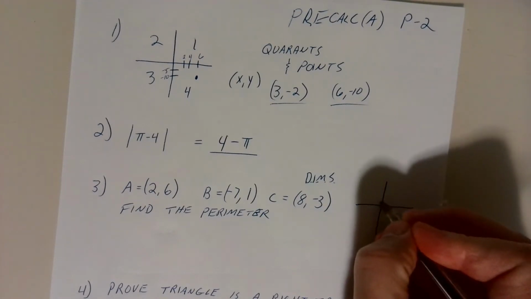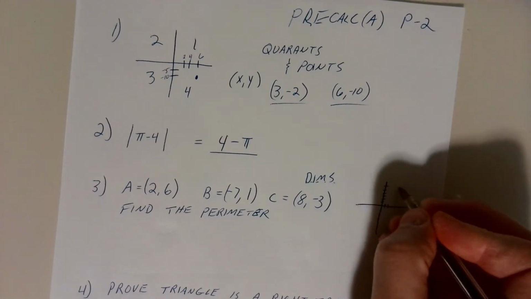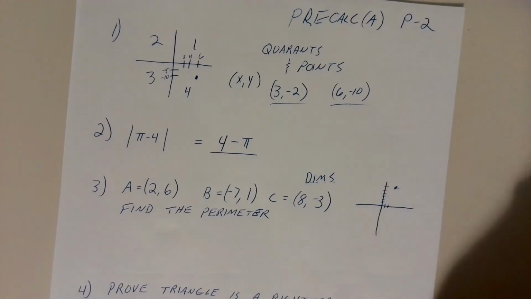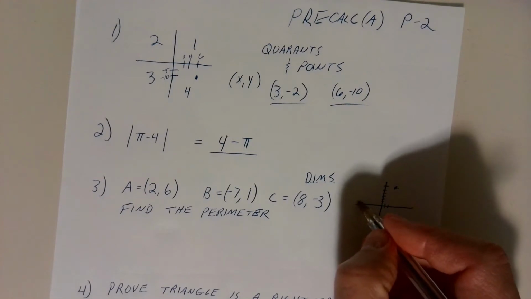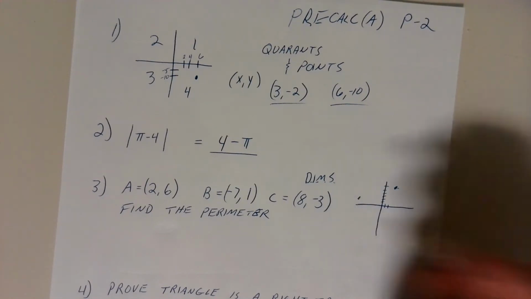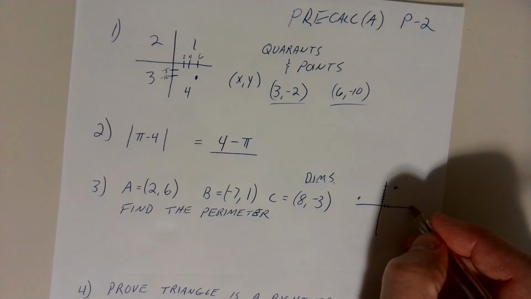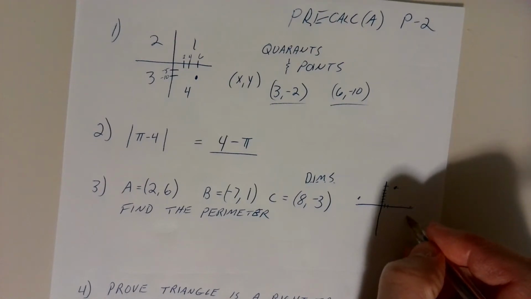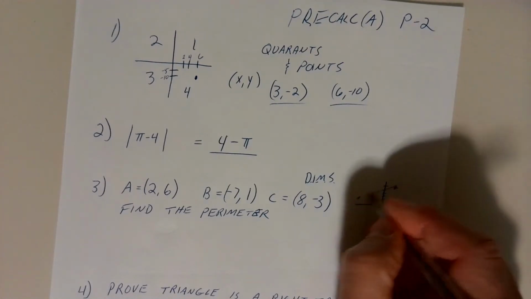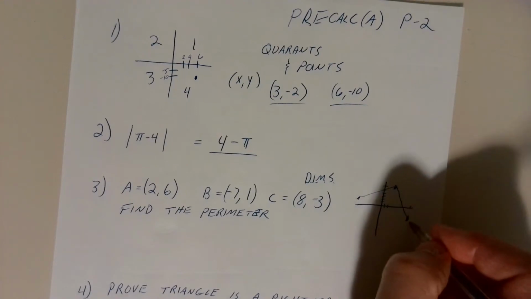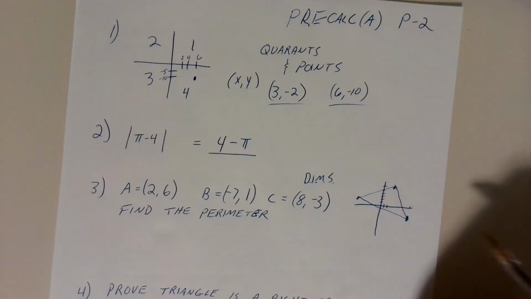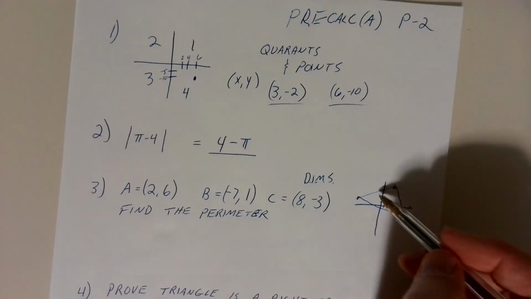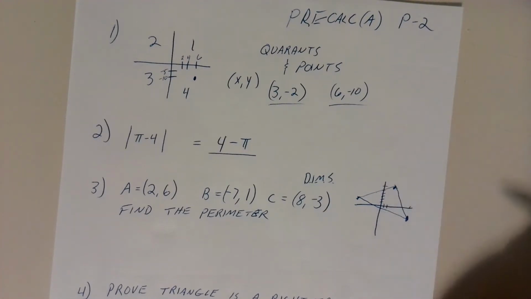So 2, 6, 1, 2, 3, 4, 5, 6. And if you have graph paper, that's awesome. You can go ahead and use that. Negative 7, 1, so negative 7, and then a 1, so I got something over here. And then 8, negative 3, so 8 right over here, and negative 3, something about like that. So this is what my triangle looks like. It almost looks like it could be an isosceles. I guess I'll find out after I figure out what all of these distances are. But I want to have a decent idea of it.